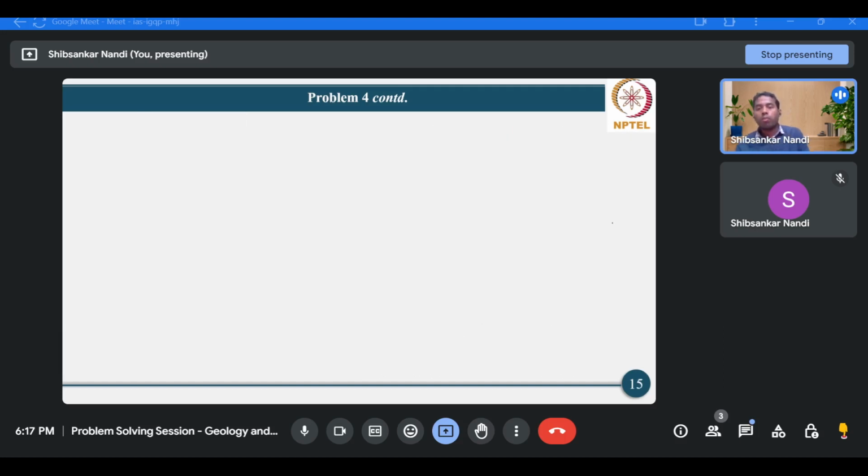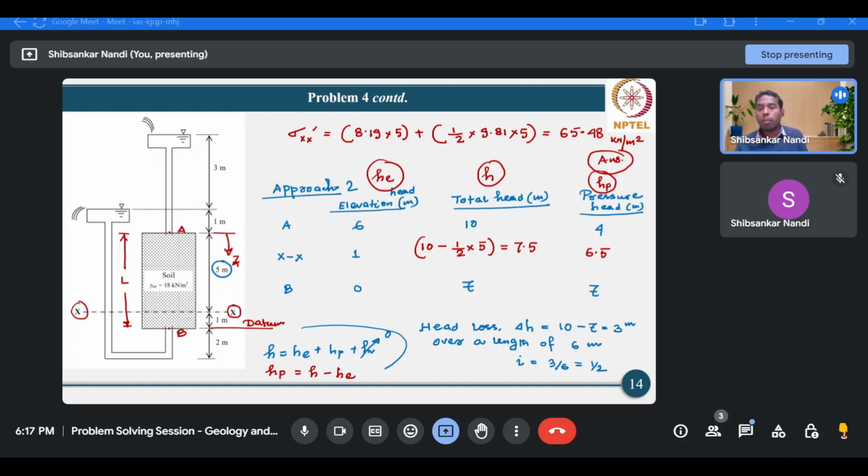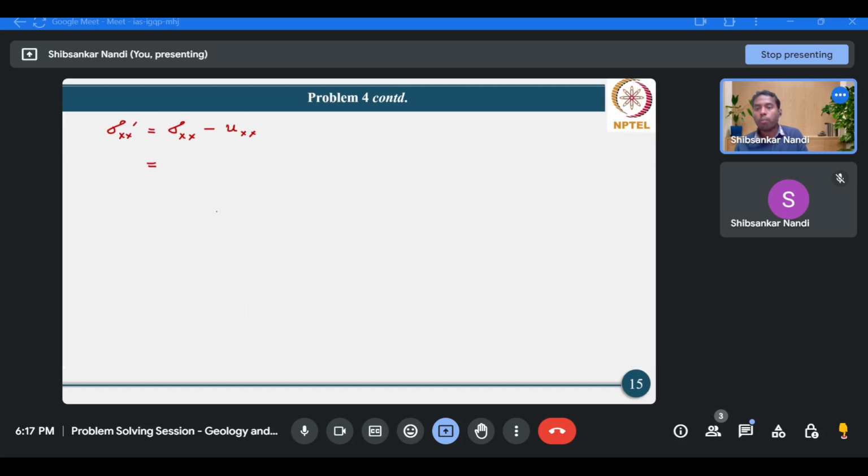Now from the very fundamentals, your sigma xx prime should be total stress minus the pore water pressure. Now what is the total stress? The total stress is 3 plus 1. So this is the water head. So 4 plus 1, 3 plus 1. This should be multiplied by the unit weight of water.